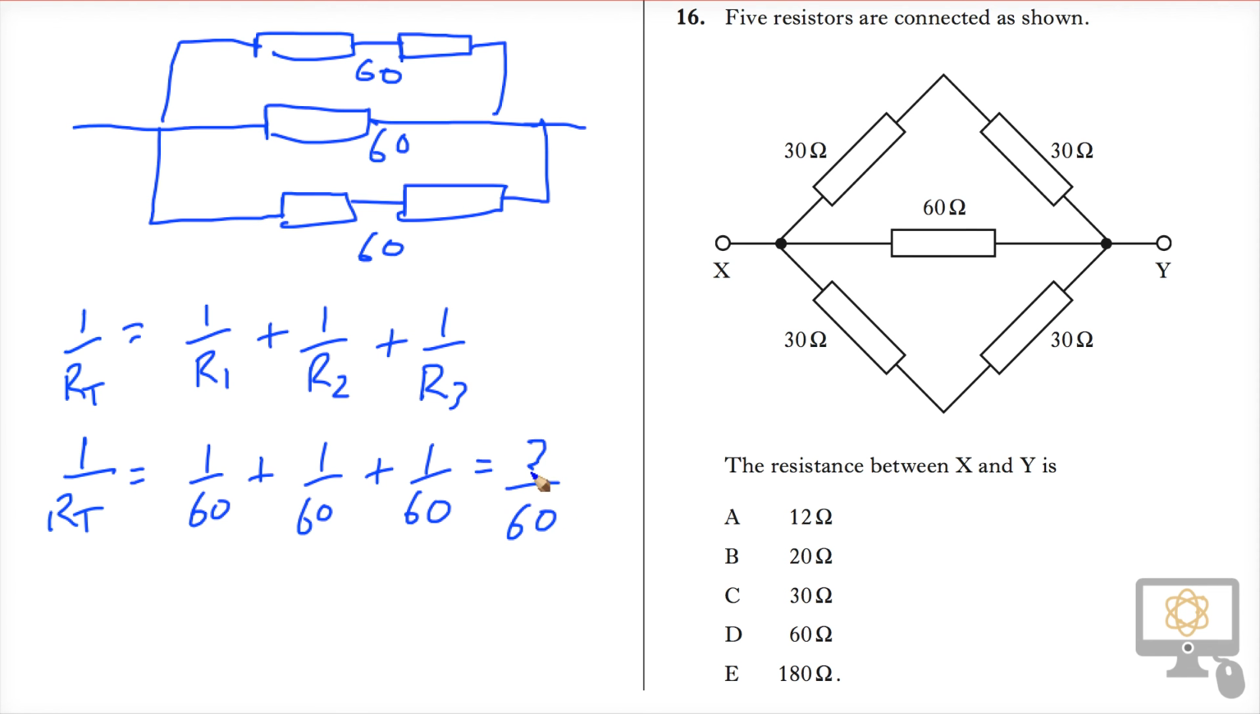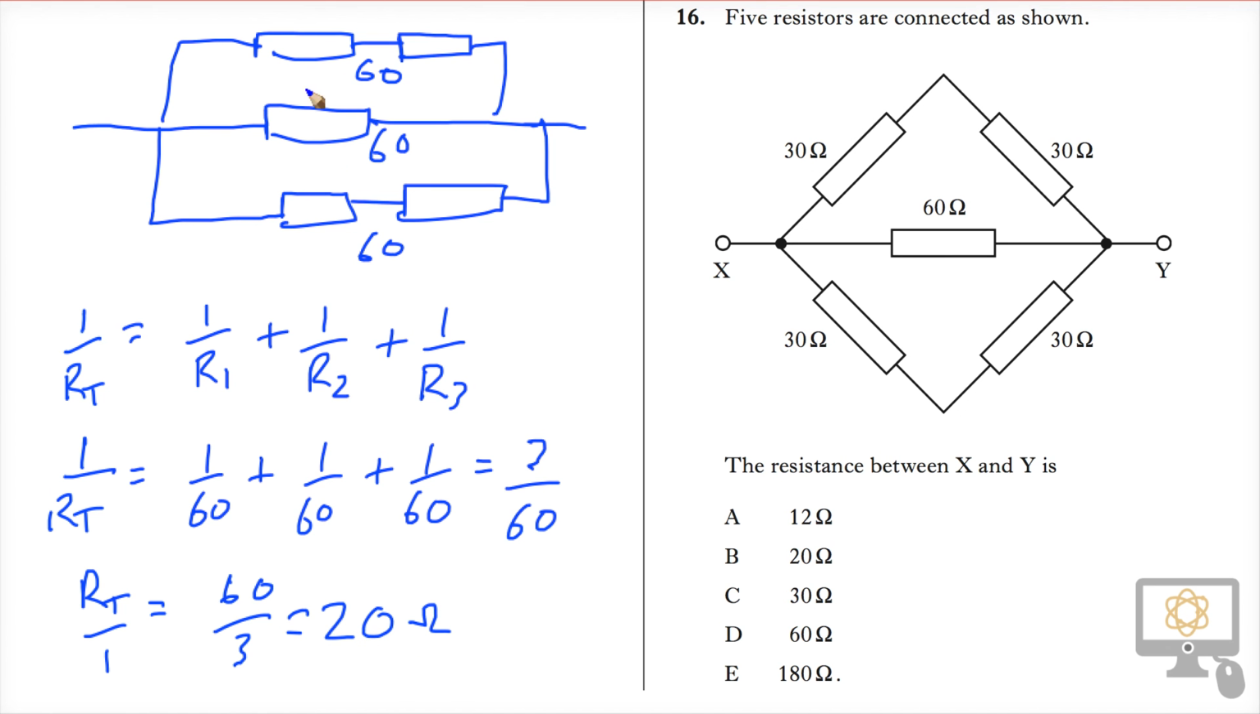Of course, that's not our correct answer. That's 1 over RT, so at this point I tend to flip everything over. So RT divided by 1, which is equal to RT, is just 60 divided by 3. So I've just flipped that, and I've flipped this, and 60 divided by 3 is 20 ohms.